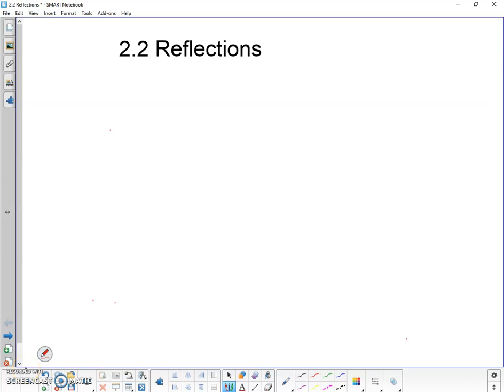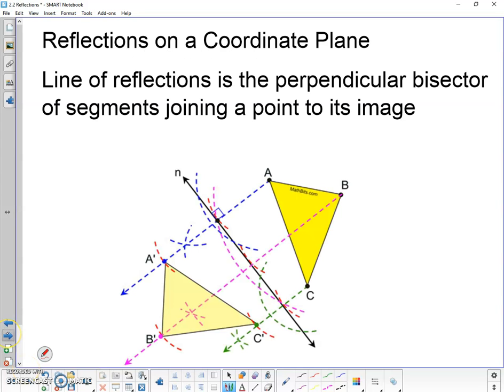Reflections. Alright, so this is a big mess, but this is what reflections are. They are just two shapes that are flipped over, or a shape that's flipped over a line.